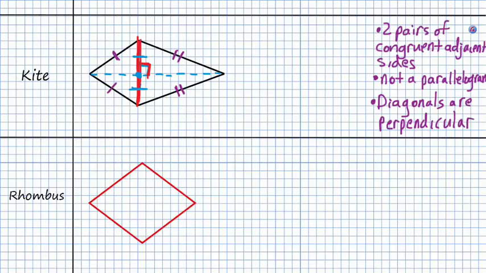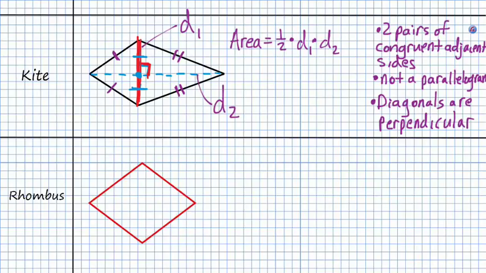Our area formula for a kite will be 1/2 diagonal 1 times diagonal 2, where this is diagonal 1, and then this is diagonal 2.